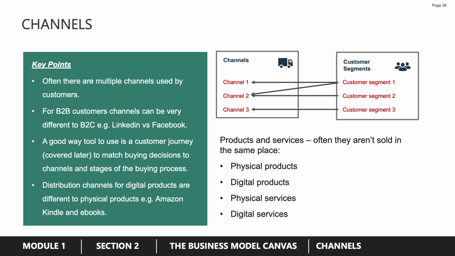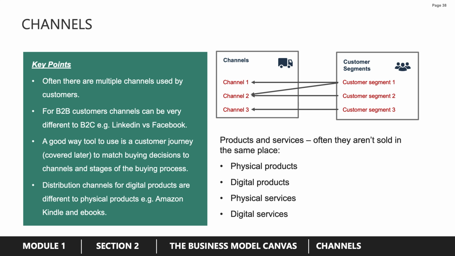Distribution channels can be very different though. Distribution channels can be digital, for instance, if you're buying an e-book, as opposed to a physical book. And products and services often aren't sold in the same place. So you've got physical products that obviously are quite often sold either through online shops or in physical shops.